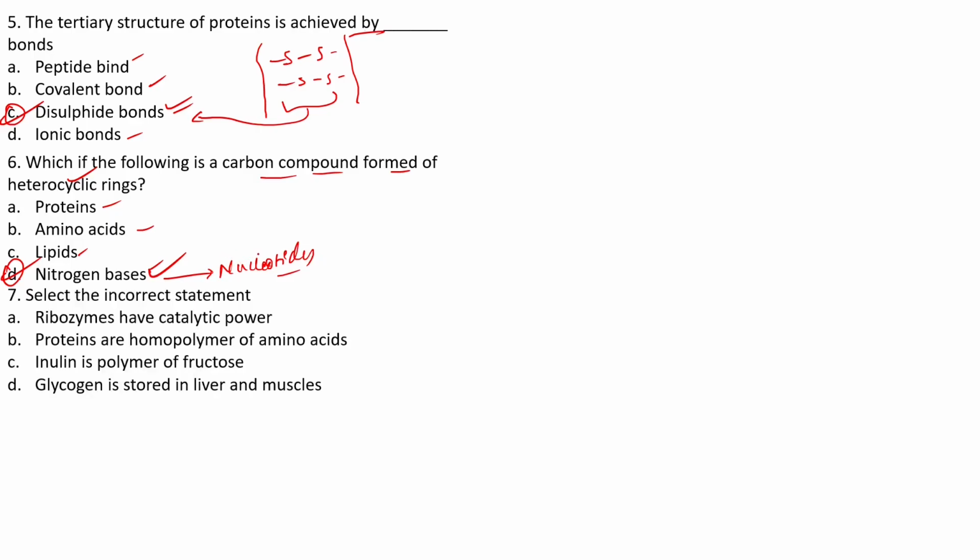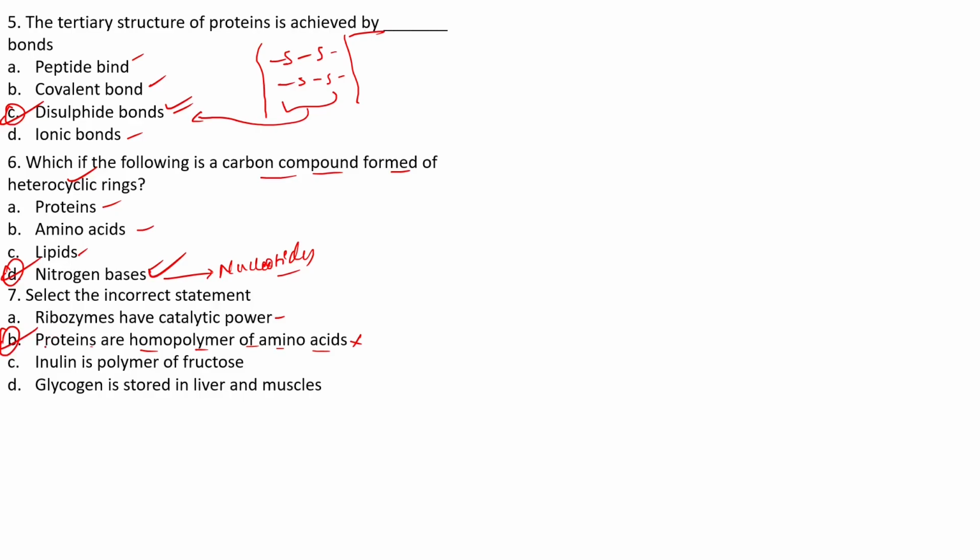The next one, select the incorrect statement. Ribozymes have the catalytic power. It is actually a true statement, okay. Though they are RNA molecules, they do have the catalytic power. Okay, the next one is the proteins are homopolymers of amino acids. No, they are actually heteropolymers of amino acids. So hence we can say that statement B itself is the incorrect statement and the right answer for us.